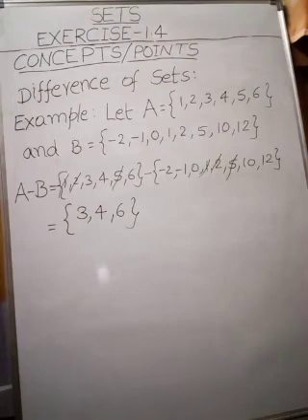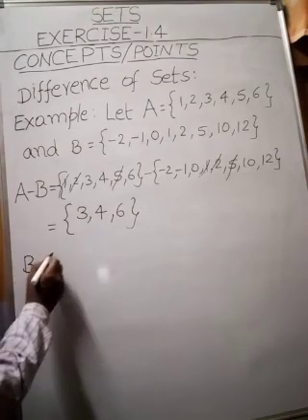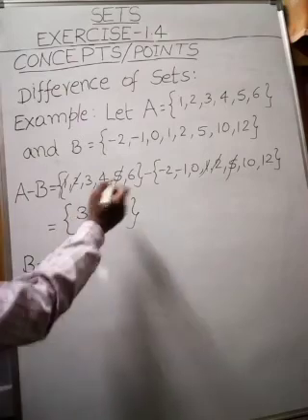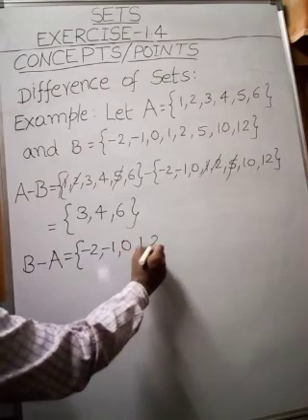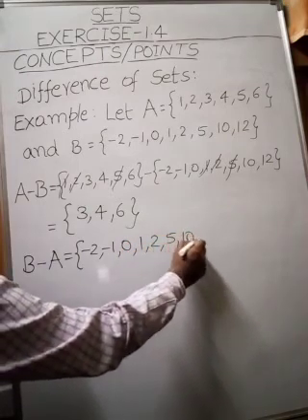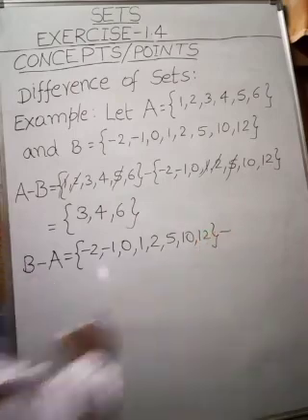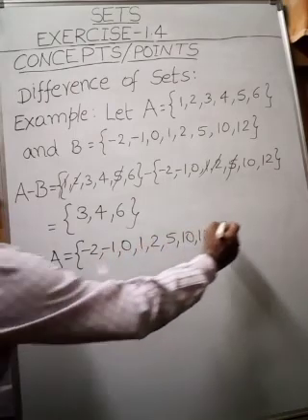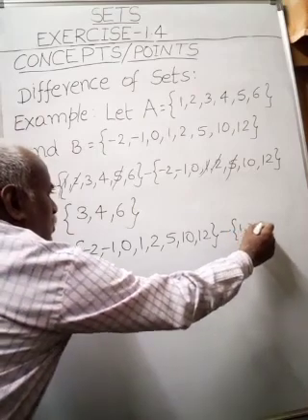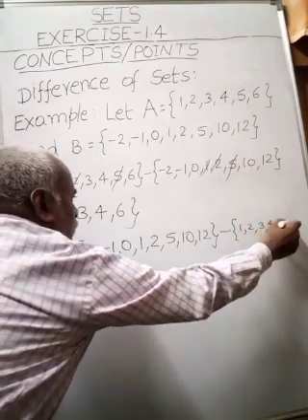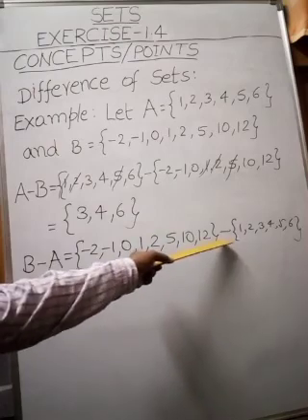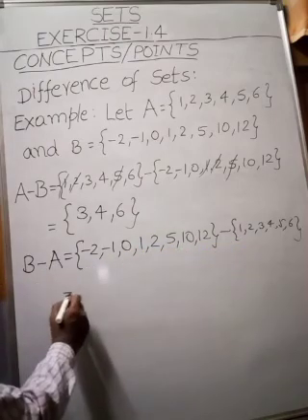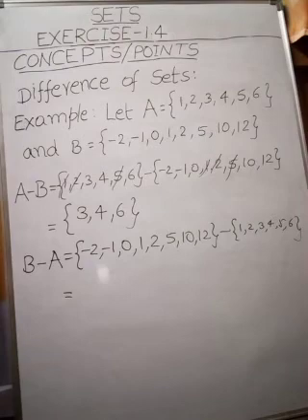Similarly, let us find B minus A. B minus A is {-2, -1, 0, 1, 2, 5, 10, 12} minus A, {1, 2, 3, 4, 5, 6}. I am going to find B minus A. So I wrote first set B minus set A. Here also the same rule. We have to follow the same rule.